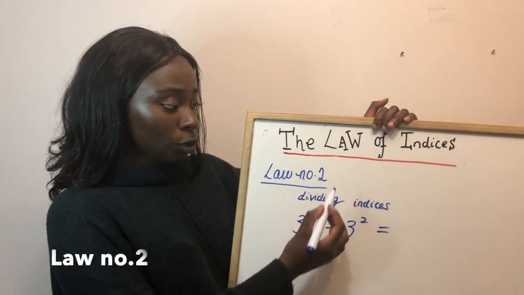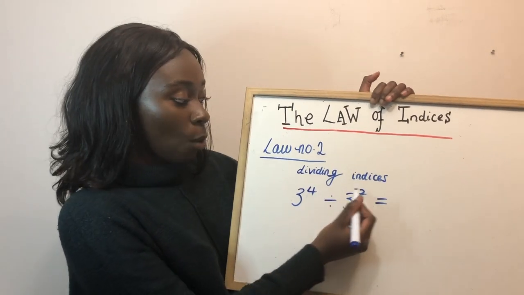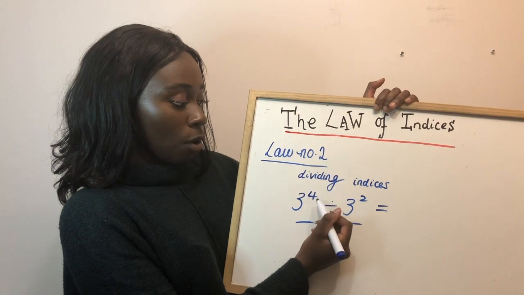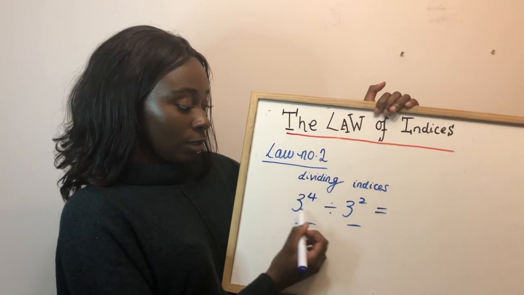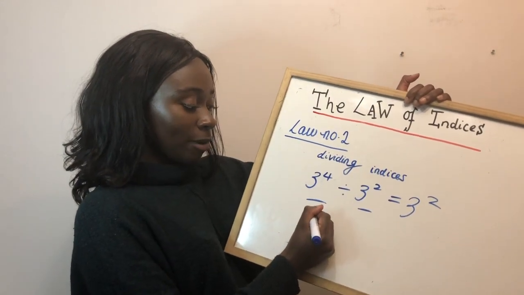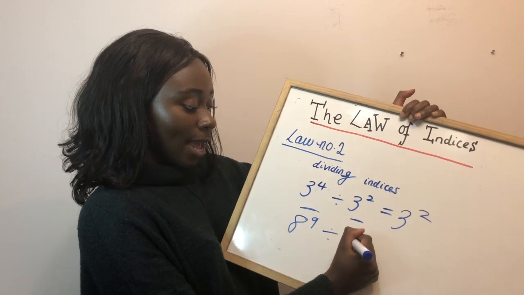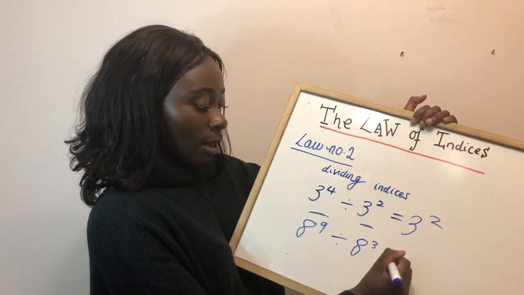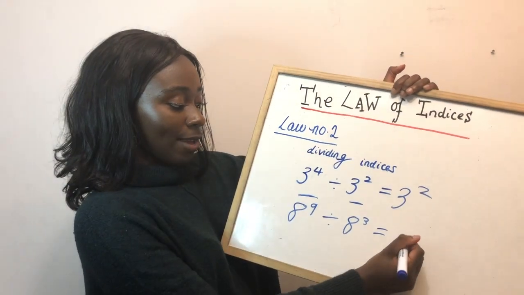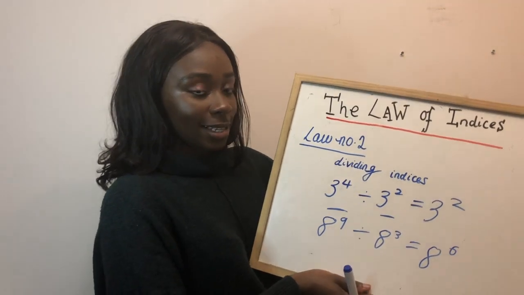So for law number 2, we're going to be dividing indices, and when you divide indices, you must take away the powers as long as they have the same base. So we've got 4 take away 2, so since they have the same base, we've got 3 to the power 2. For example, if we had 8 to the power 9 divided by 8 to the power 3, then all we have to do is 9 take away 3, and then we have 8 to the power 6, because 9 take away 3 is 6.